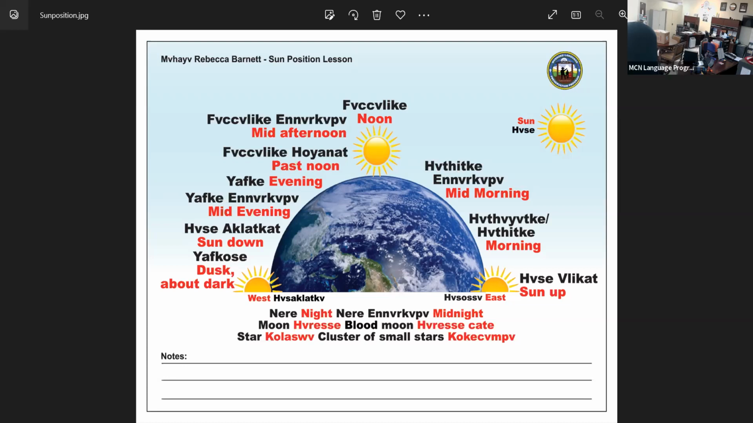Evening, Yafki. Mid-evening, Yafki in Nafkaba. Hashi Aglatgat, sundown. That's saying the sun is falling, Aglatgat. And dusk, almost dark, just like morning, when it's just hanging on the horizon, ready to go down: Yafkoshi.